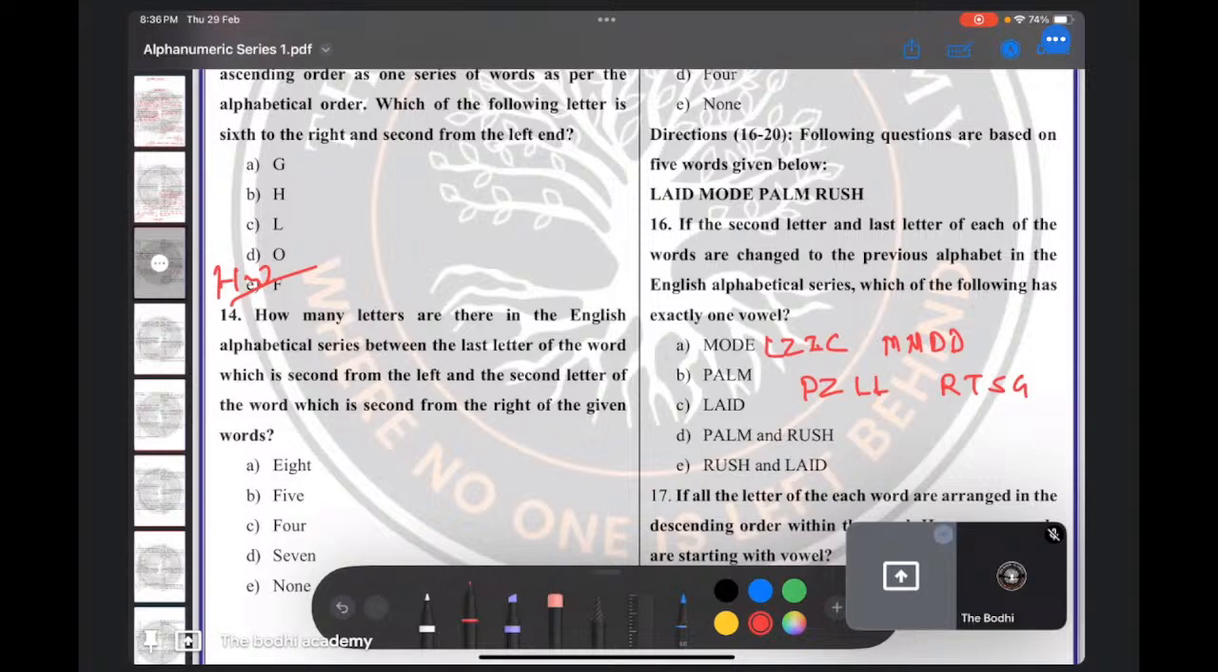Now, which of the following has exactly one vowel? Tell me. This is not having any vowel. This is not having any vowel. This is not having any vowel. LZIC. That means lead. This one is having only one vowel.